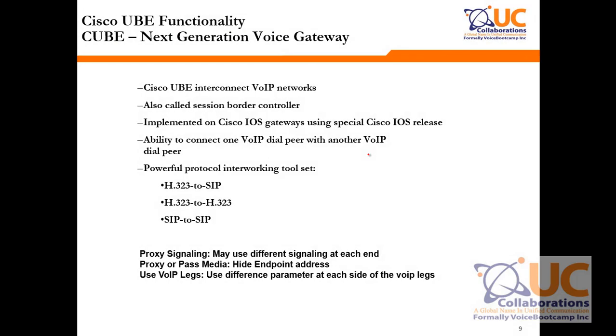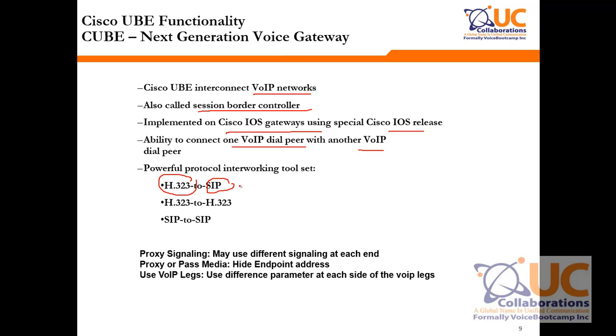The next generation voice gateway, or Cisco Unified Border Element, which is basically an IP-to-IP gateway, interconnects VoIP networks. Sometimes we also call this a session border controller. It is implemented on a Cisco IOS gateway using a special IOS release. It has the ability to connect one dial pair with another. Now, one of the advantages of this particular gateway is that one side of the gateway could be H.323 while the other leg could be SIP.